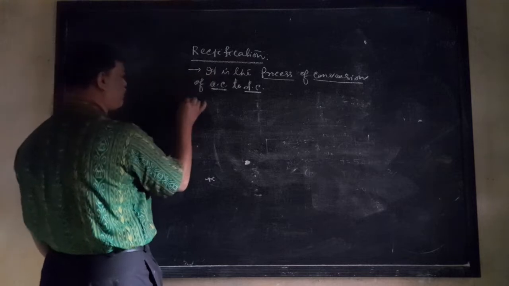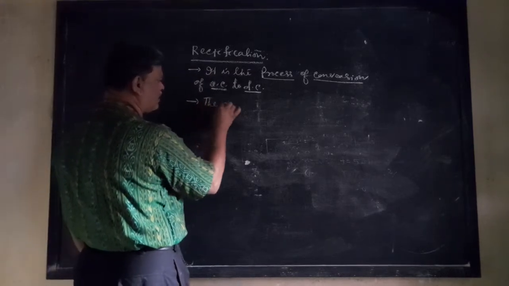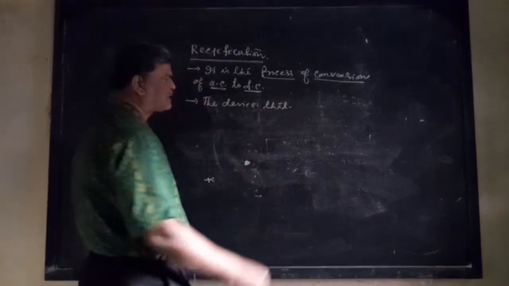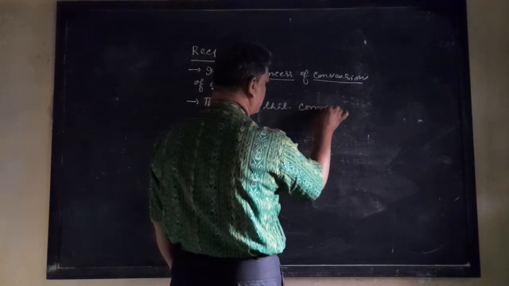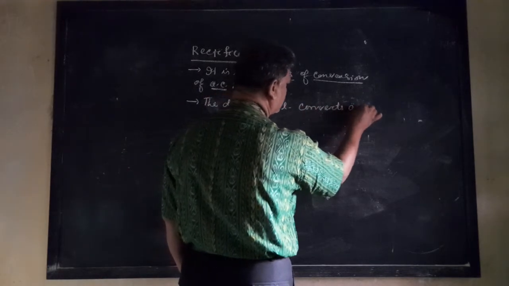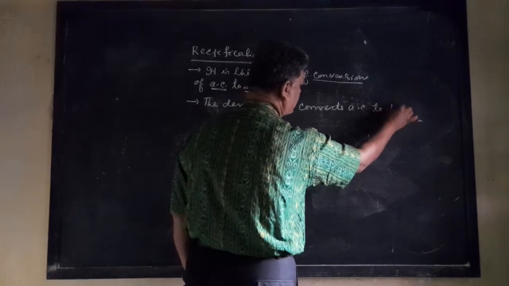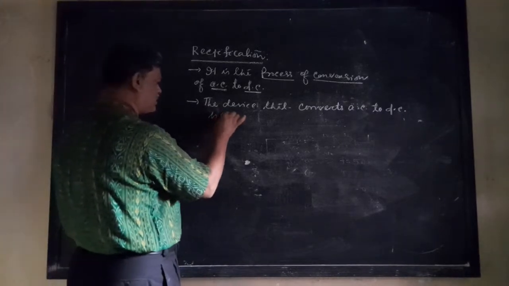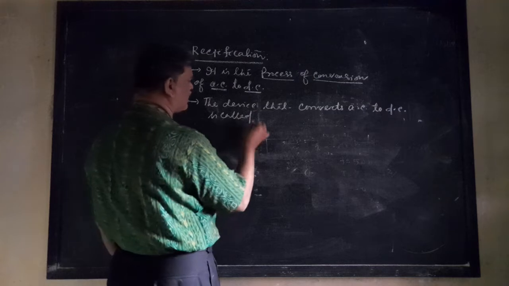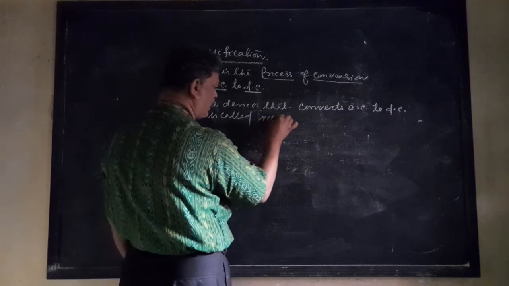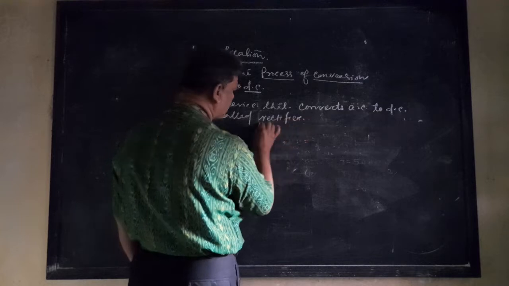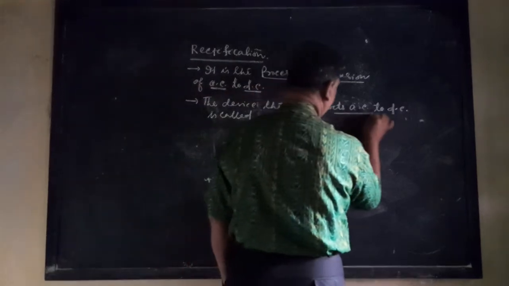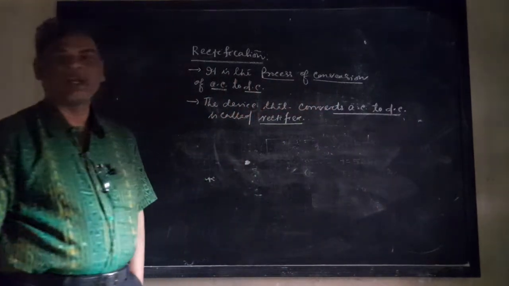The device that converts AC to DC is called a rectifier. Rectify means to convert AC to DC. The device that converts AC to DC is called a rectifier.